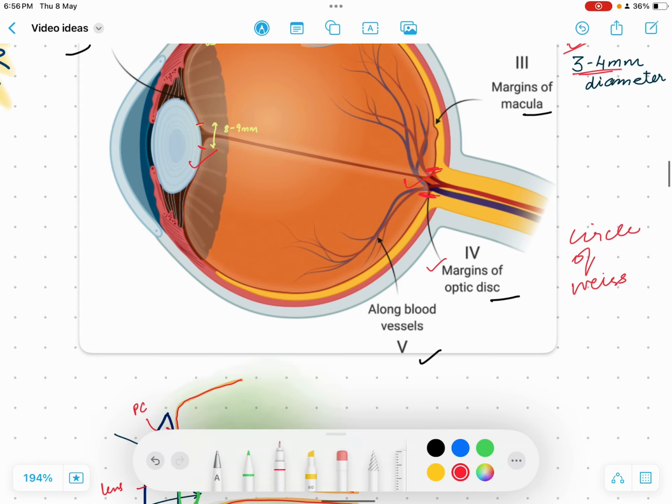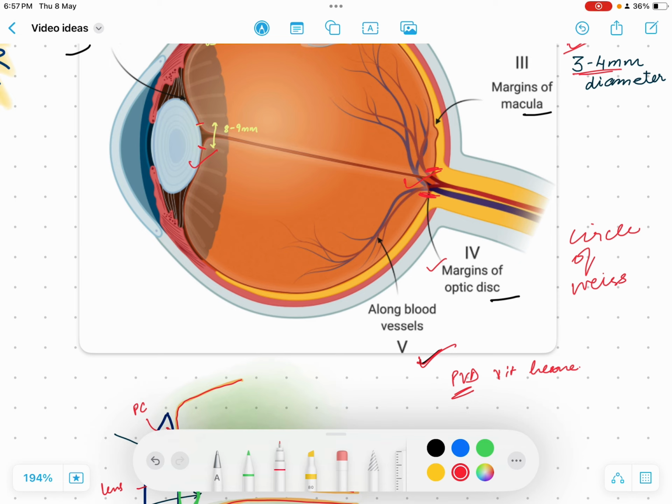The next attachment is along the major blood vessels. So when we see a PVD induced vitreous hemorrhage, it is basically because the vitreous was strongly attached at the blood vessels, and when there is a pull of the vitreous along these blood vessels, it causes the ripping of these blood vessels leading to a vitreous hemorrhage.